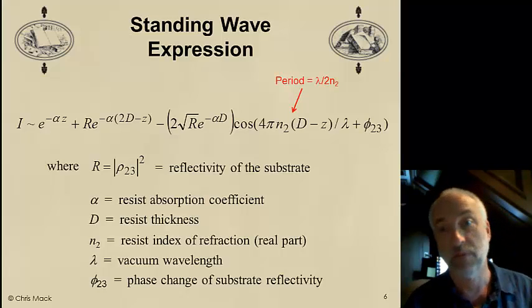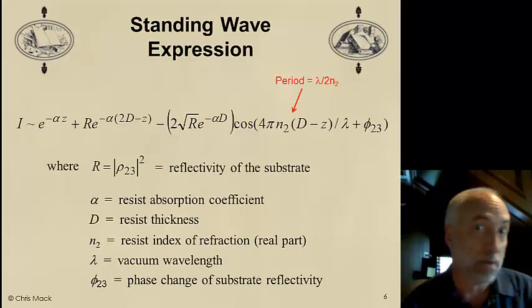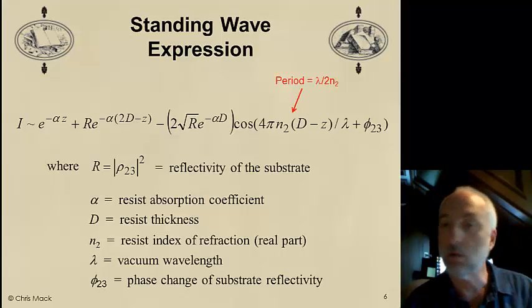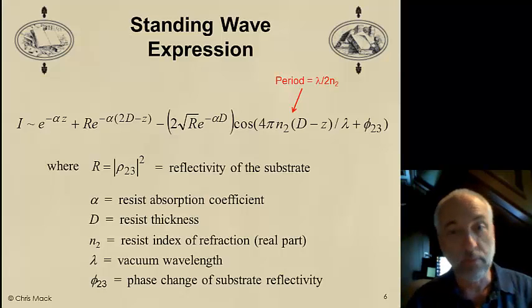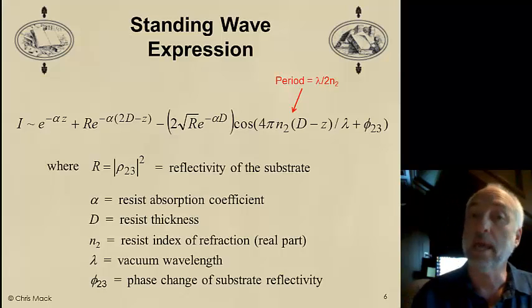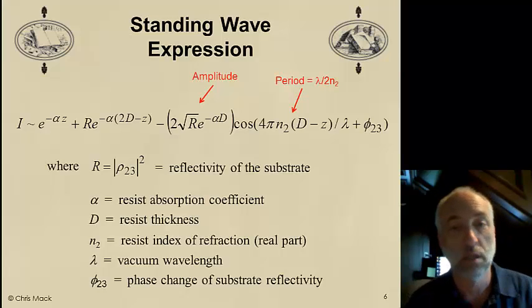So, for example, if I have i-line, 365 nanometer wavelength of light, typical refractive index of a photoresist is about 1.7. So the period is on the order of 105 or 110 nanometers. Now, the other interesting thing I'd like to know is the amplitude of the standing wave. Well, that's this term, the term in parentheses that multiplies the cosine.